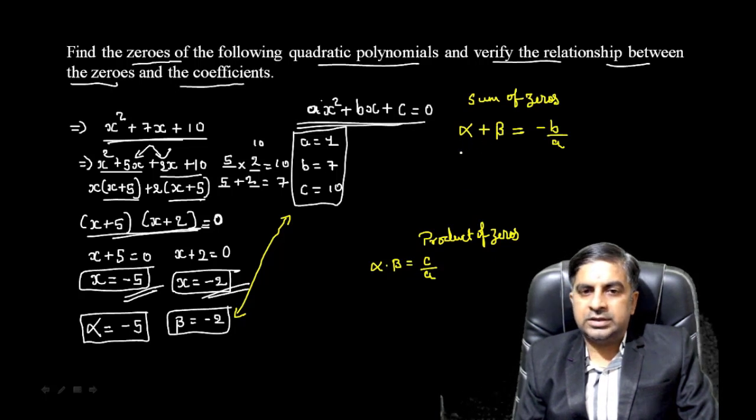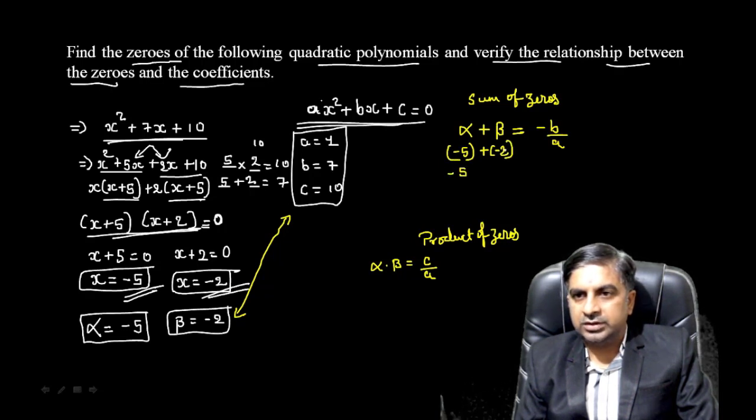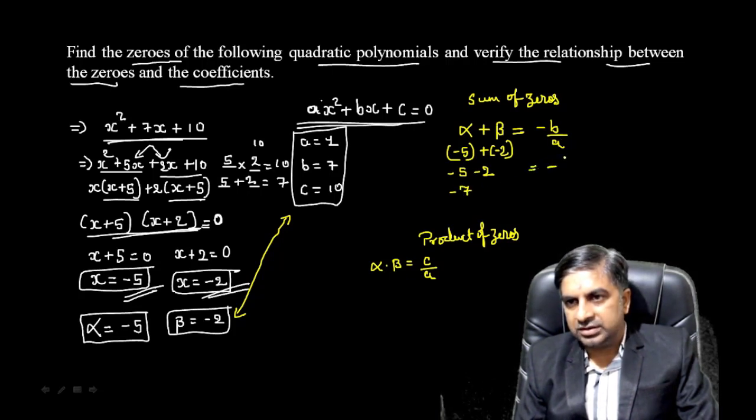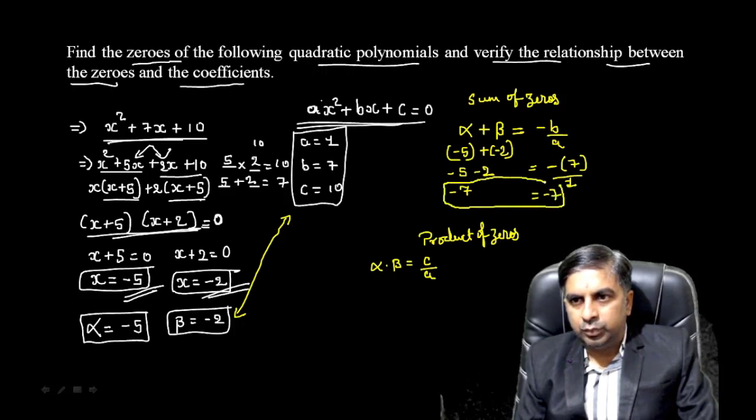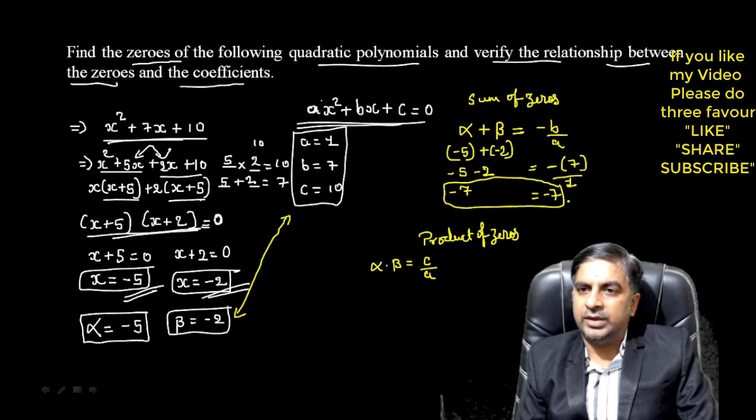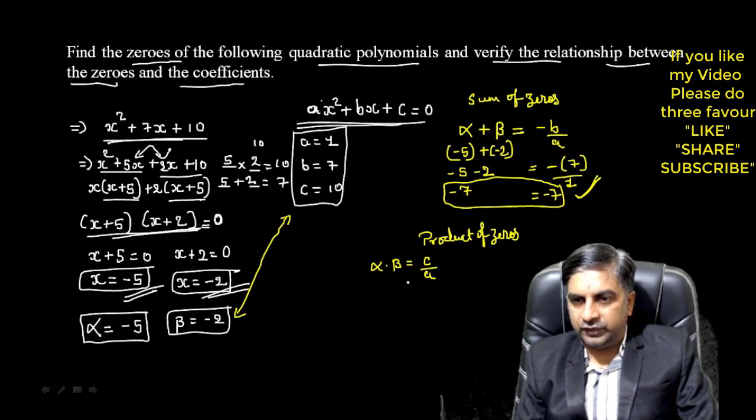So let us take minus 5 plus minus 2, which becomes minus 7. Let us see whether we get the same here. First the minus sign, then the value of b is 7 and the value of a is 1. So minus 7 by 1 is minus 7. You can see that on both sides alpha plus beta equals minus 7. This is called verifying the relationship between zeros and coefficients.